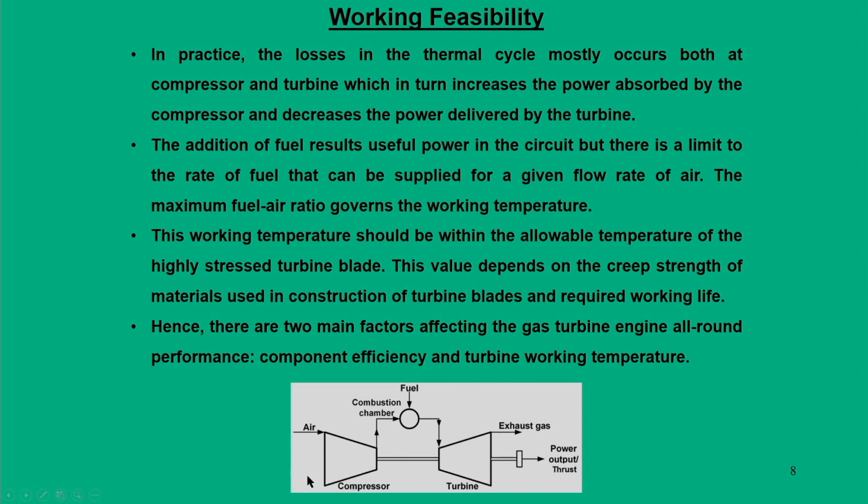And in a gas turbine system, at a minimum the compressor should operate at 85 to 90% efficiency, and the turbine should operate of course in a similar range. Then only does it become a viable option for power generation. So, this is what we call working feasibility. The main important factors are component efficiency, the turbine working temperatures, and what we say is the maximum air fuel ratio.